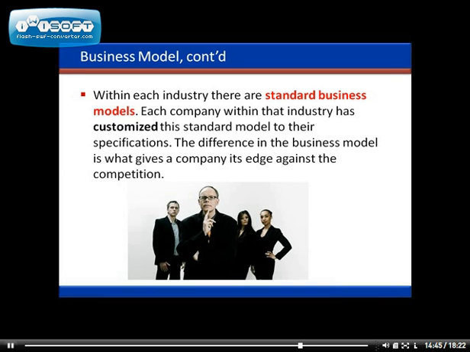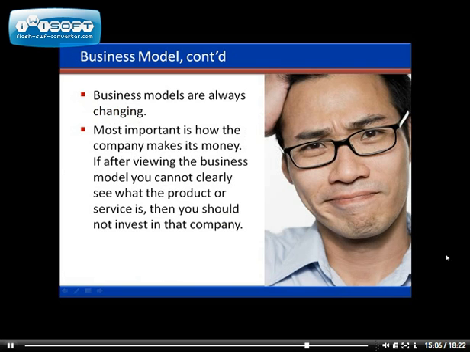This is not a standard business practice in the insurance industry. However, this is one of the customizations that State Farm has done with their particular business model, and this is what gives State Farm an edge against the competition in the insurance industry. Business models are always changing.